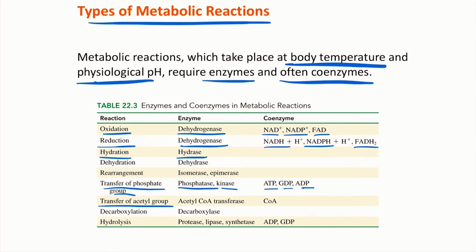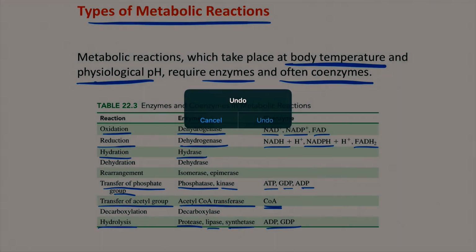You have transfer of an acetyl group, which uses the enzyme acetyl-CoA transferase. The coenzyme is CoA. And you have hydrolysis, which involves protease, lipase, and synthetase. The coenzymes there are ADP and GDP.